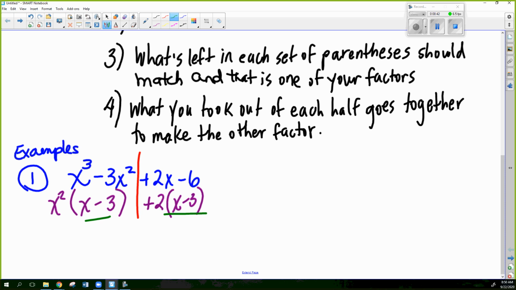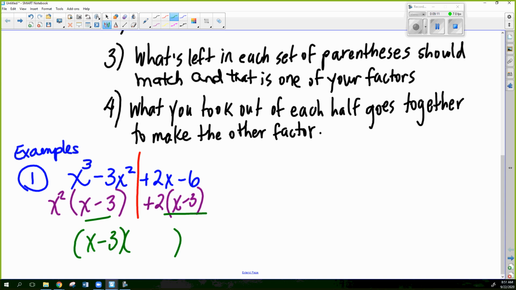Okay, so step 3 says what's left in each set of parentheses should match. If it doesn't, that's kind of an indicator that you either didn't take out everything you needed to take out, or it may not even factor, but it should. So because it matches, that is one of my factors. I am now ready to write my answer as 2 factors, and the one that matches in parentheses is one of them.